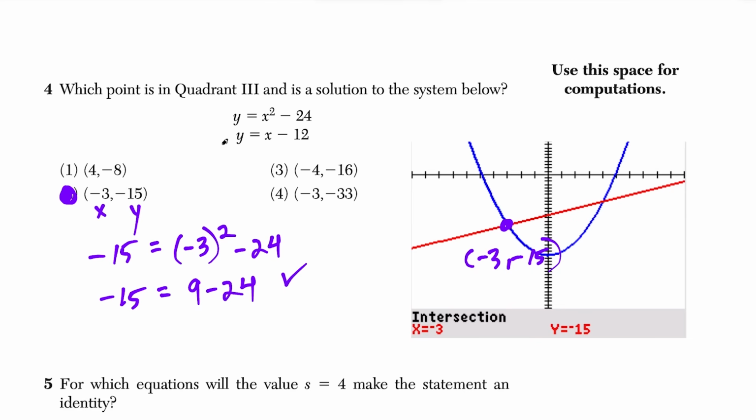And then if I plug into the second equation, I have negative 15 equals negative 3 for x minus 12. And this equation is also true. So this point satisfies both equations, and this point is in quadrant 3. So choice 2 is definitely our answer.